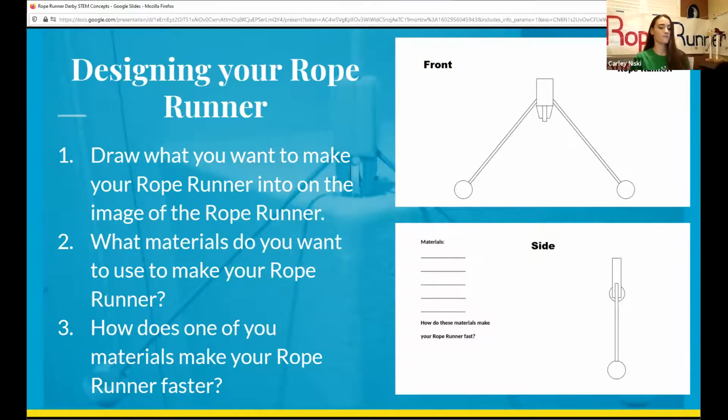Oh, no problem. Okay, so we have the piece of paper that you're given, and you're going to draw a picture of what you want the front of your rope runner to look like, and then what you want the side of your rope runner to look like. And then over here on this side, you're going to want to write what materials you want your rope runner to be made out of, and then why you want to use those materials, and how your design is balanced or uses air resistance, and why the materials help increase the speed of your rope runner. Okay, thank you. You're welcome.